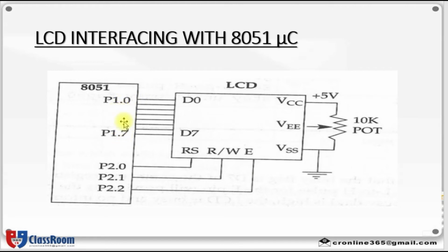Since these port 1 pins have no dual function, they can only act as input-output pins. So, we have connected D0 to D7 pins to P1.0 to P1.7. Then, as you all know, VCC means power supply, which is connected to plus 5 volt. VEE, which is used for controlling contrast in LCD, is connected to a variable resistor, 10K resistor. Then VSS connected to ground.